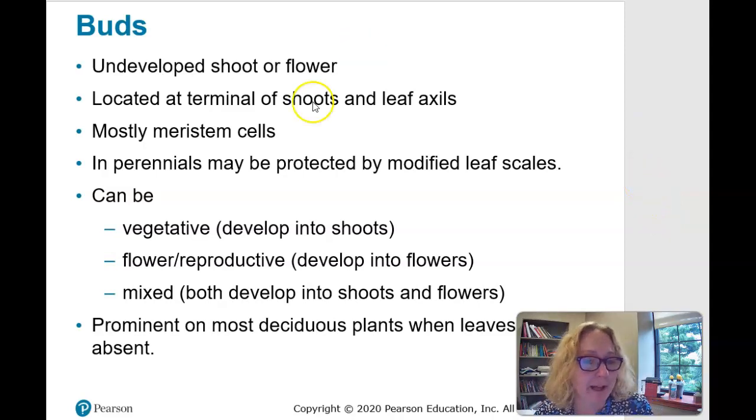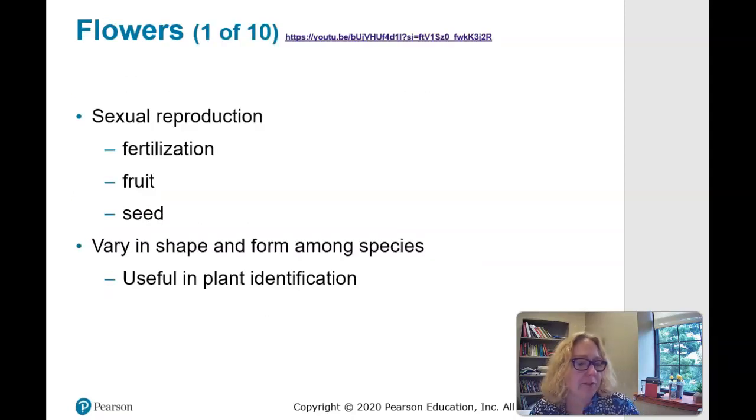One more. Okay. Buds. They're an underdeveloped shoot or flower. They're located at the terminal. They're mostly meristem cells. In perennials, they can be protected by a modified leaf scale. They can be vegetative, or a flower, or mixed. They're prominent in most deciduous plants when leaves are absent. So we can look for those in the winter when all the leaves fall off.